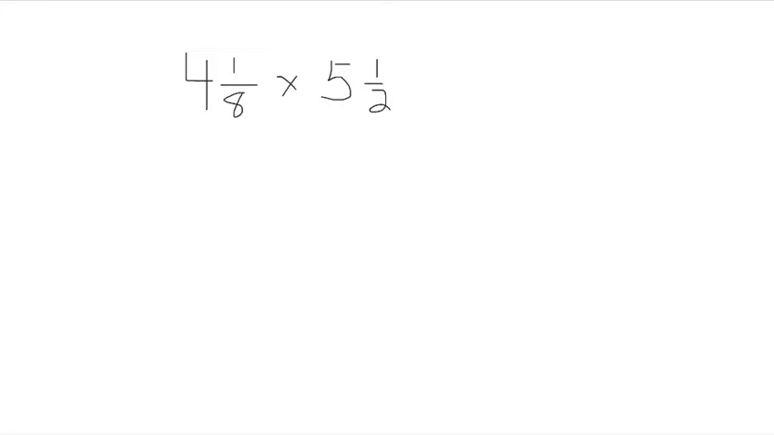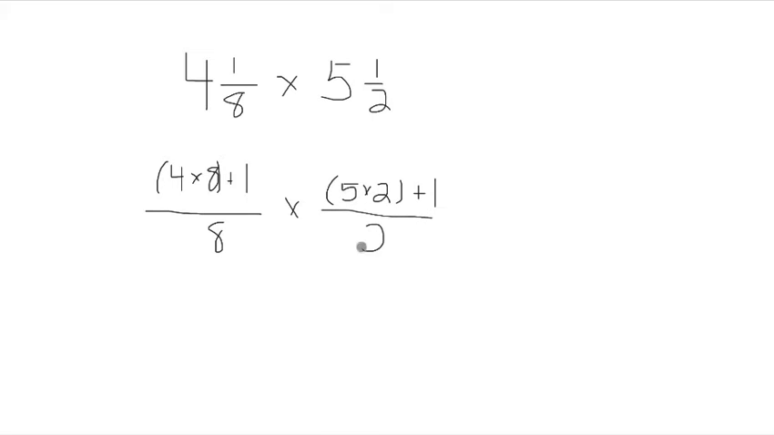So we're going to say we have 4 times 8 plus 1. And our denominator is going to stay the same, so it's going to continue to be over 8 times 5 times 2 plus 1, which is also going to continue to be over our same denominator.